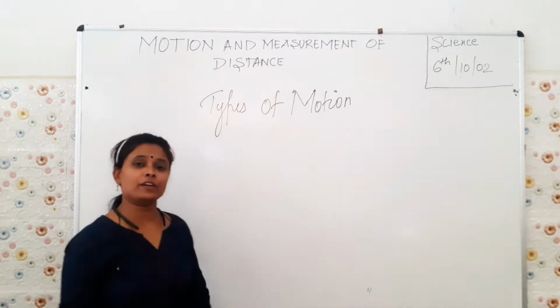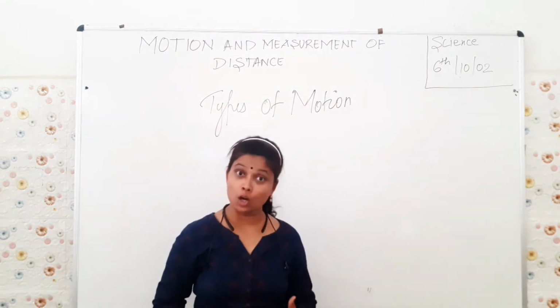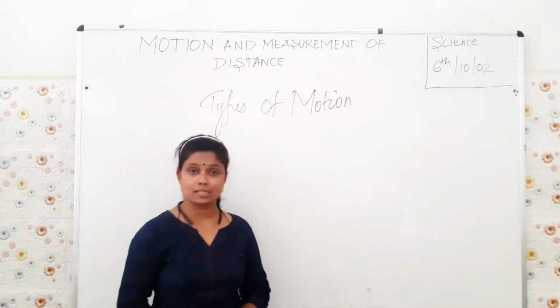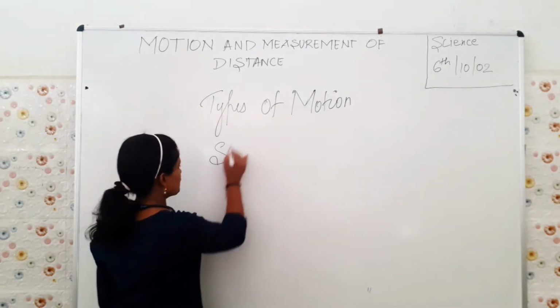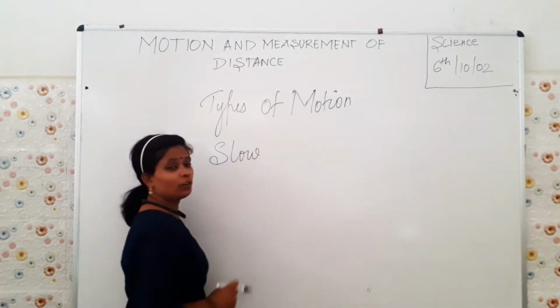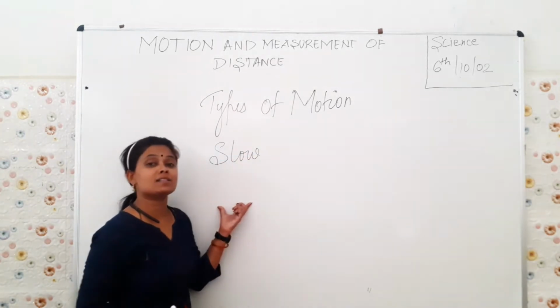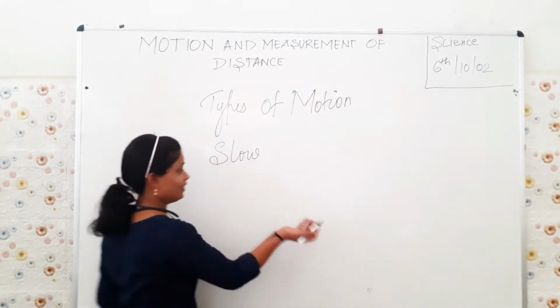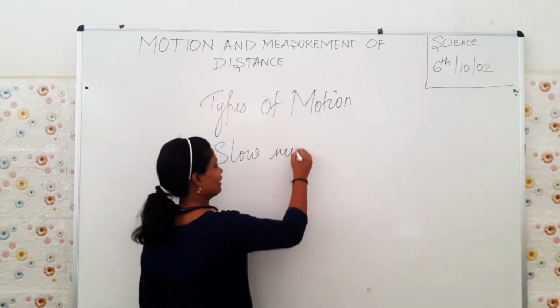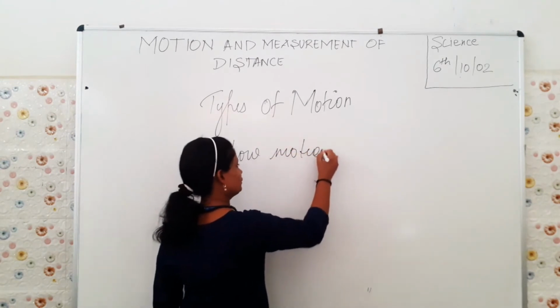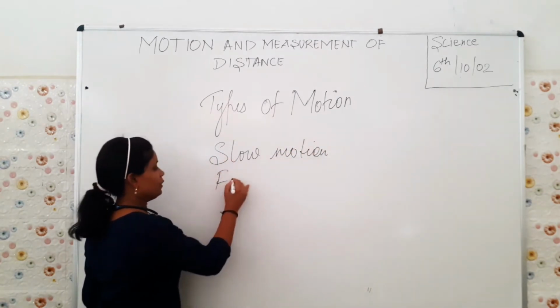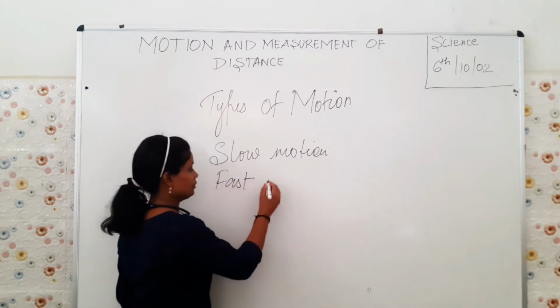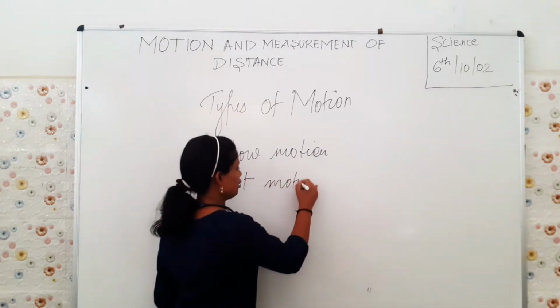There are different types of motions. Some motions are slow, some motions are fast. Okay? Slow motion is there. Have you heard about slow motion dance? When we do robotics like this, something like this, slow motion. Then motion can be fast.